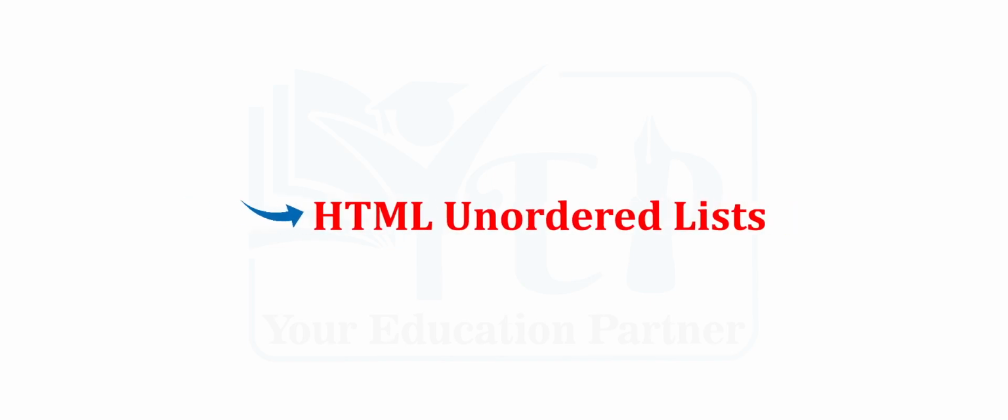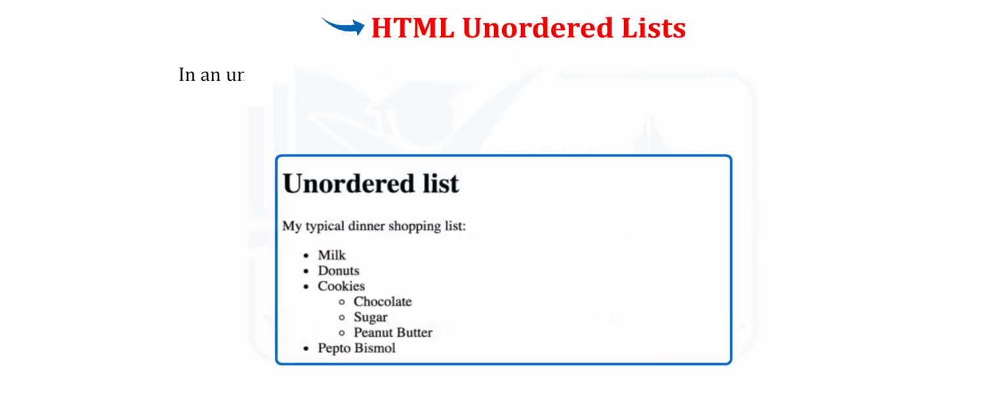HTML unordered list. In an unordered list, the list items do not have any special order or sequence. This list is created by using the HTML UL tag. Each item in the list is marked with a bullet.